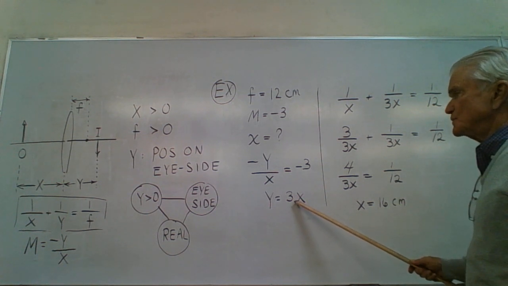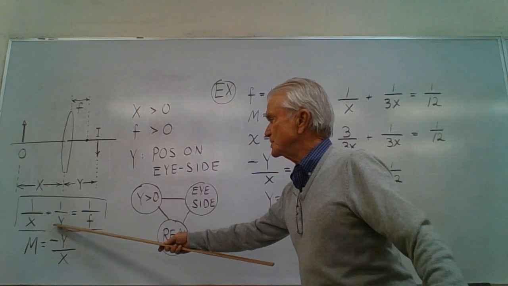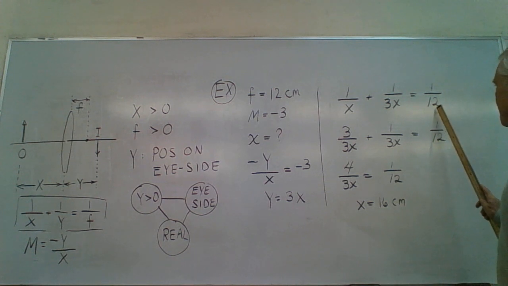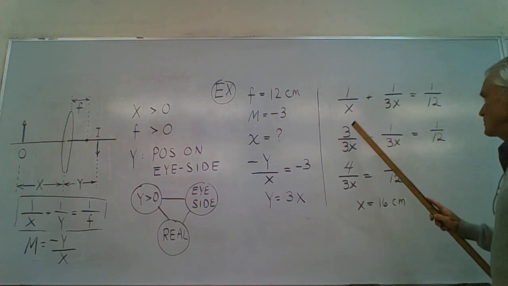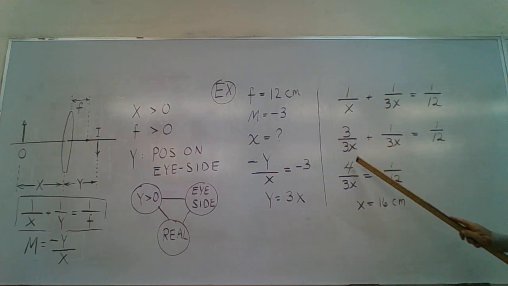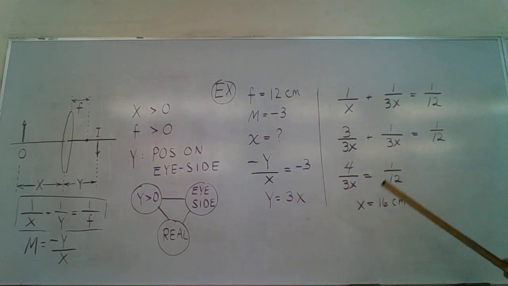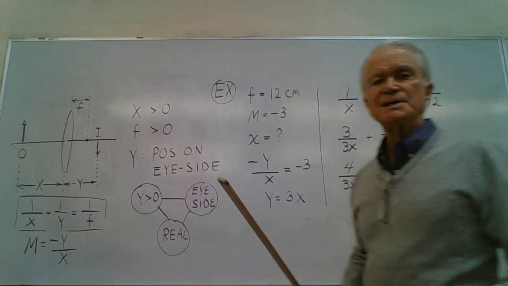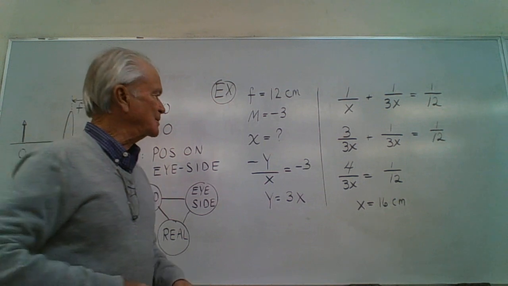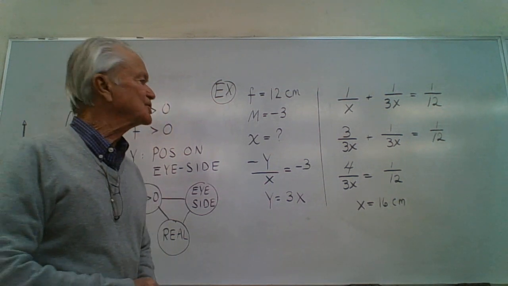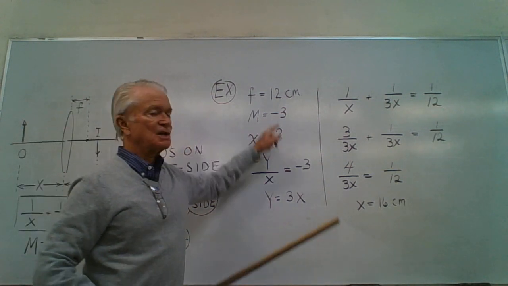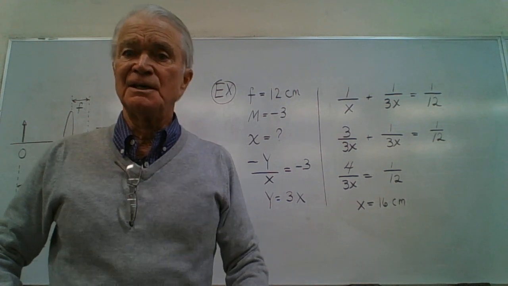So let's substitute this expression for y in the reciprocals equation. We do that here. 1 over x plus 1 over 3x equals 1 over f, which is 12. And I make both fractions have the same denominator, shown here. And so we have 4 over 3x equals 1 over 12. Final answer is that if we place our object 16 centimeters from the lens, the image that's formed will be 3 times taller, and it will furthermore, because of the negative sign, be inverted.